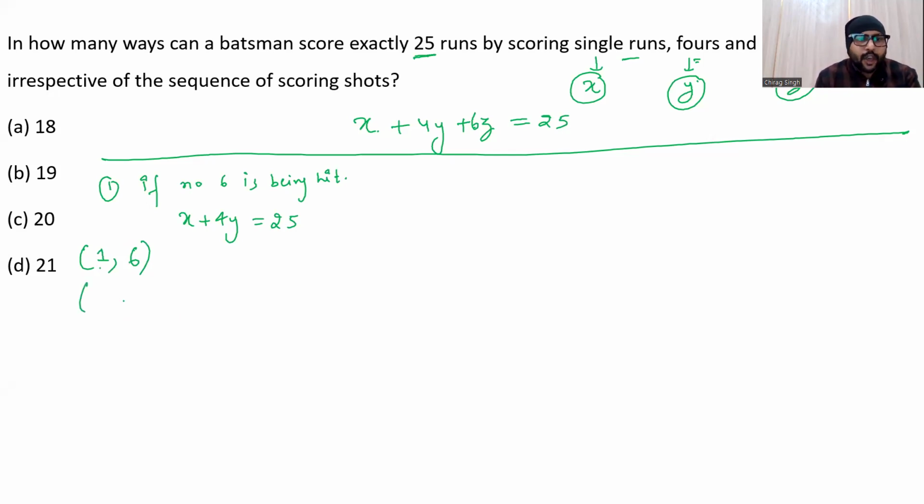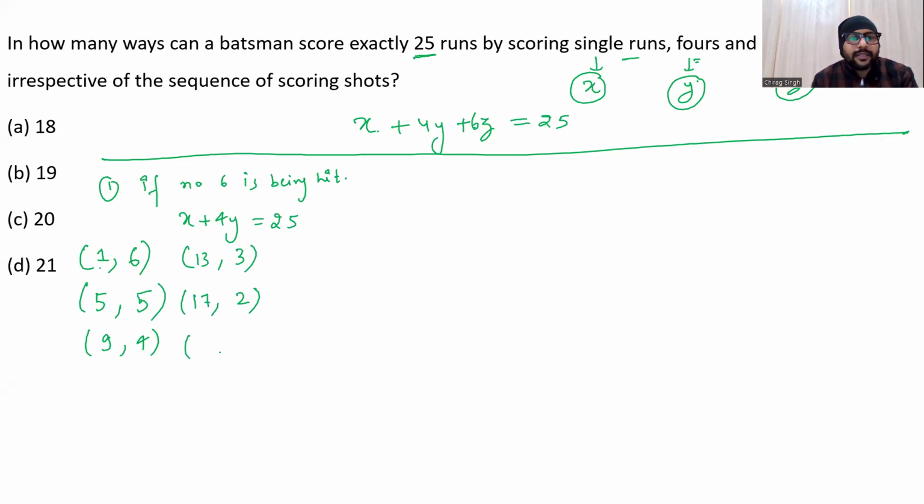Now second case. What if I hit 5 boundaries or 5 fours? So 5 into 4, 20. Then I have to take 5 singles. Now again, let's say if I have hit 4 boundaries, 4 fours are 16. So I have to take 9 singles. Similarly, I hit 3 boundaries. So 3 fours are 12, I have to take 13 singles. If I have hit only 2 boundaries, 2 fours are 8, 25 minus 8 would be 15 में से 8 गए तो 7. I have to take 17 singles.